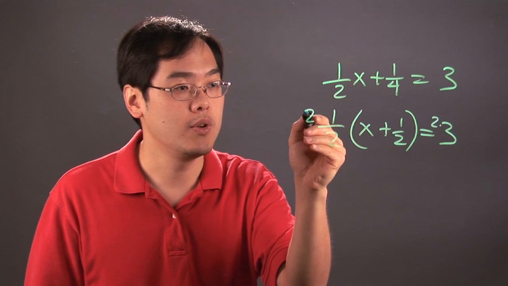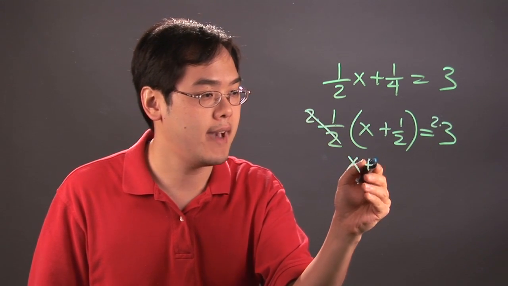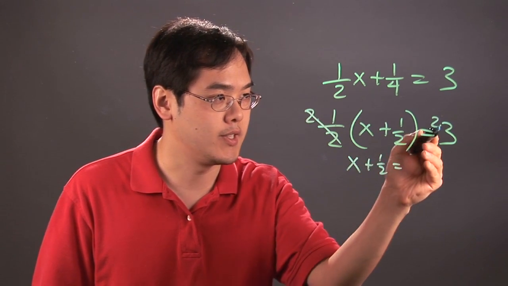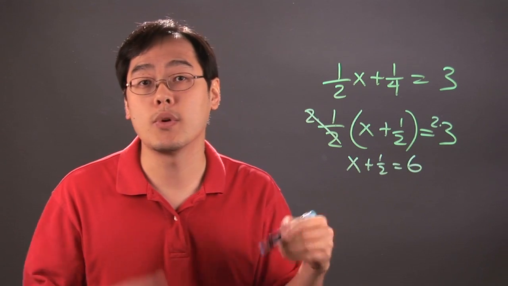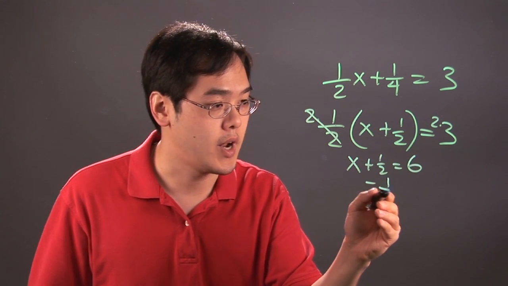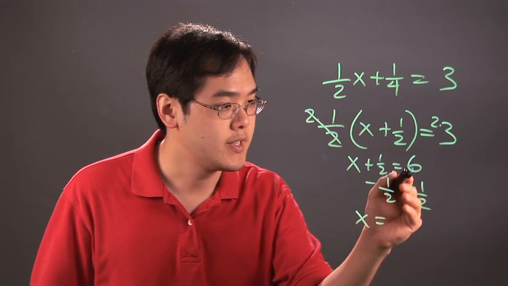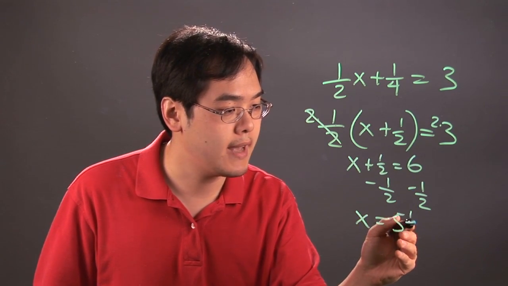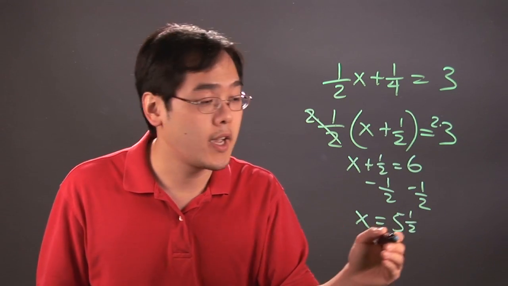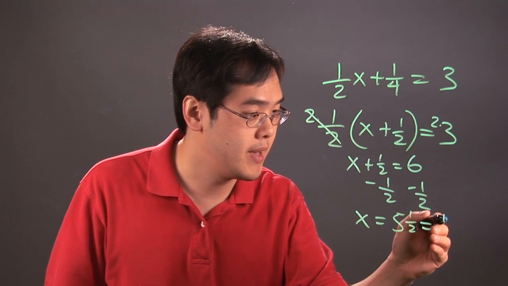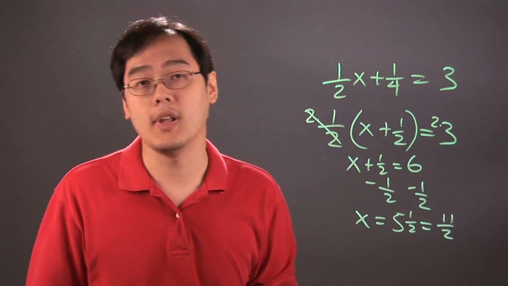2, like so. The 2's cancel. You have x plus 1/2, and that's equal to 2 times 3, which is 6. And then you want to solve for x now, so subtract 1/2. So you have x is equal to 6 minus 1/2, which is 5 and 1/2. And then what you can do, if you like, is convert it to an improper fraction, which is going to be 11/2. And then you're done.